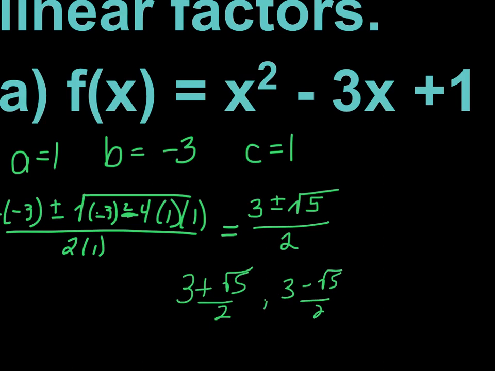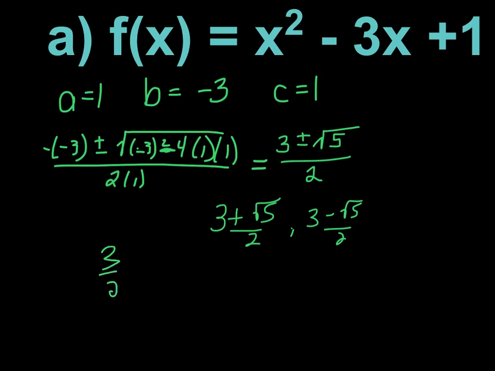Could you then write it as 3 over 2 plus 5i, and then 3 over 2 minus 5i? It's not imaginary, though, because there's no negative under the radical. But you could write 3 over 2 plus root 5 over 2, or you could separate it. Like Sean's saying, could I write it as 3 over 2 plus root 5 over 2 and 3 over 2 minus root 5 over 2?